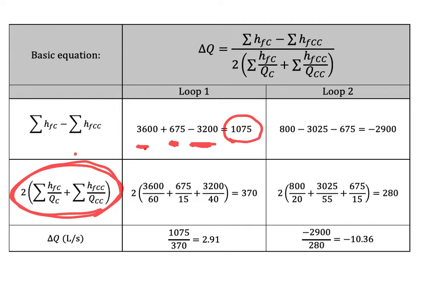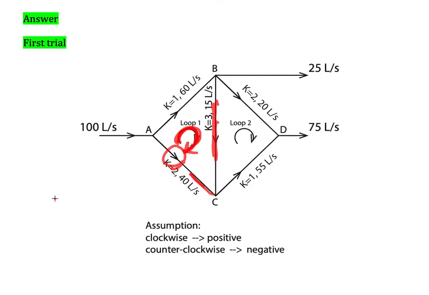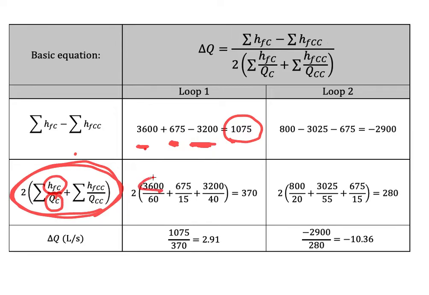we just add the losses and the flow rate. We have losses here, here, and here. So we have 3,600 divided by 60, 675 divided by 15, and 3,200 divided by 40, times 2, so we get 370.